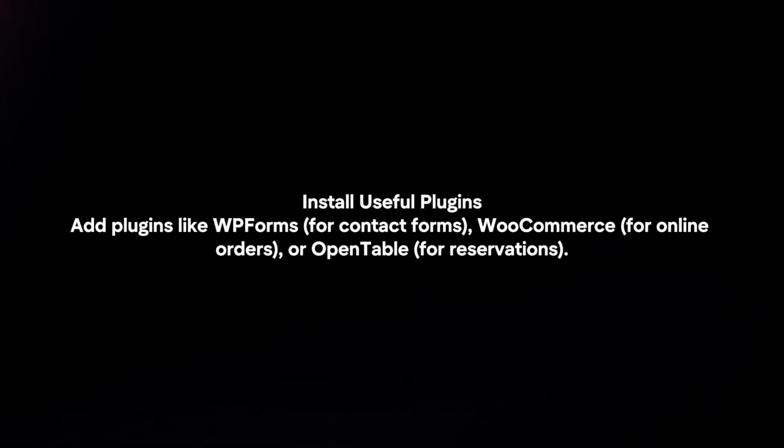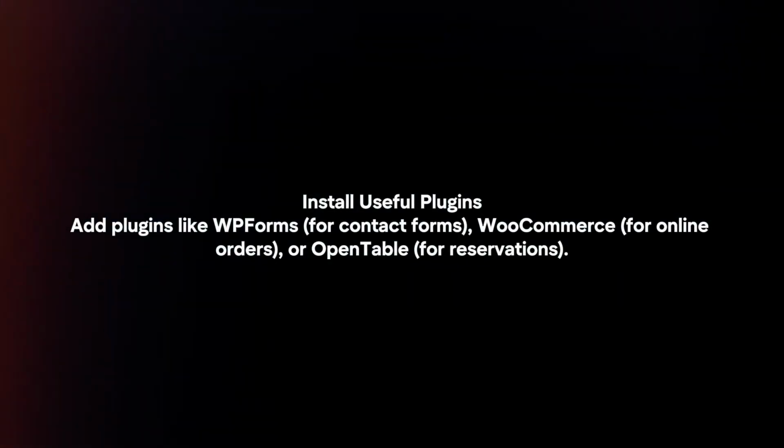Install useful plugins. Add plugins like WP Forms, WooCommerce, or OpenTable. Customize the design. Customize colors, fonts, and layout using the customizer in Appearance to match your restaurant's branding.